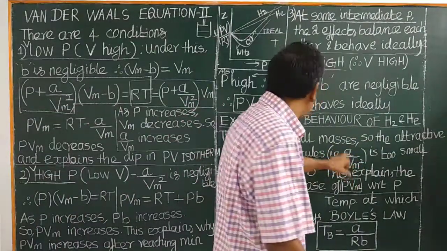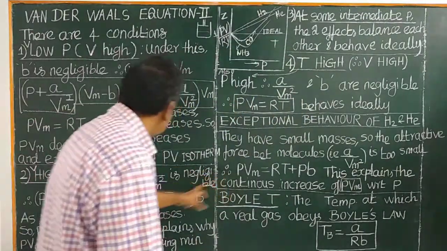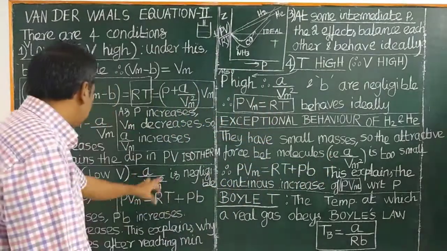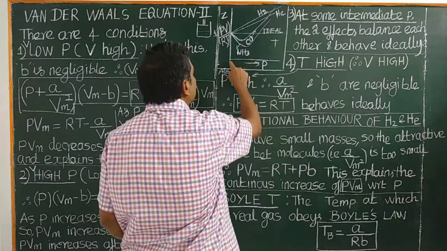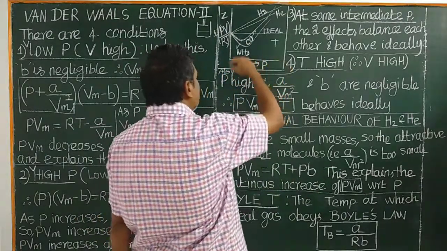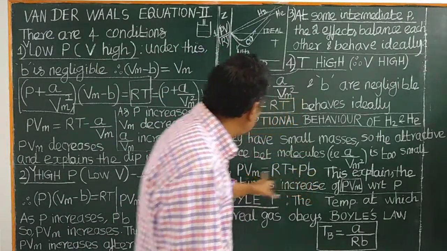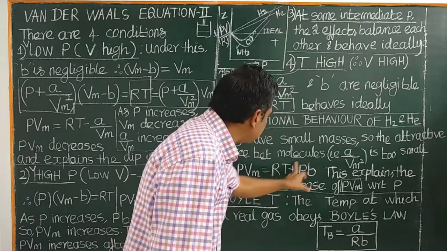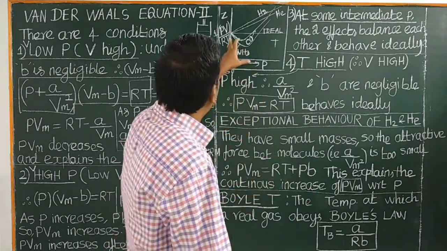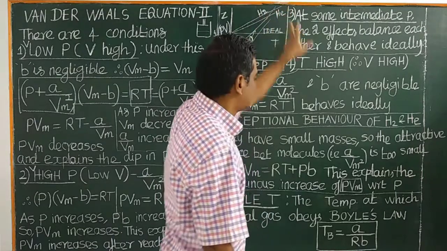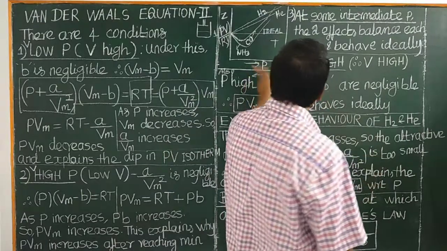Therefore, A by Vm square is negligible. A by Vm square being negligible is the second condition. Therefore, this is PVm equals RT plus Bp. Now, increasing pressure from the very low pressure, as pressure increases, what happens? This PVm increases, therefore the factor PVm increases. This explains why there is a continuous increase of Z or PVm with respect to increasing pressure.